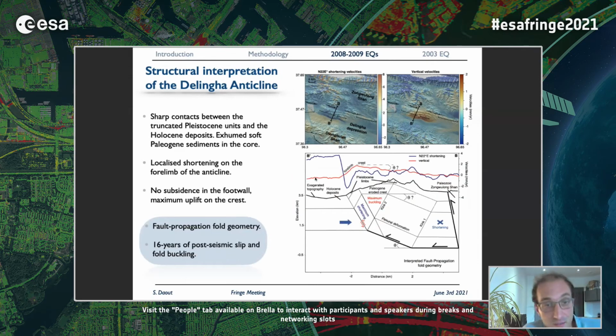And so from this signal, we infer that the folding of the sedimentary layer is caused by the fold step over ramp. So it's the fold propagation, fold geometry, and constraint on the tip of the fault where there is this maximum of shortening, and the forelimb and the axis of the fold where you have a maximum of vertical.